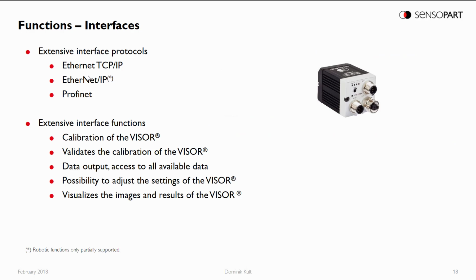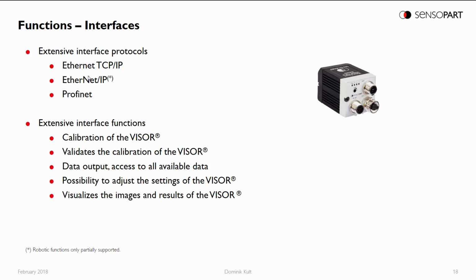The next important point: when we have calibrated our VISOR and detected the position of the part really reliably and precisely, we need to send this information to a next controller, in this case mostly a robot system. The VISOR Robotic has the known interfaces, for example Ethernet with the TCP/IP protocol, the Ethernet IP protocol, and the Profinet protocol. Additionally, the serial interface is also available, for example when you want to communicate with a Profibus adapter or something like this.